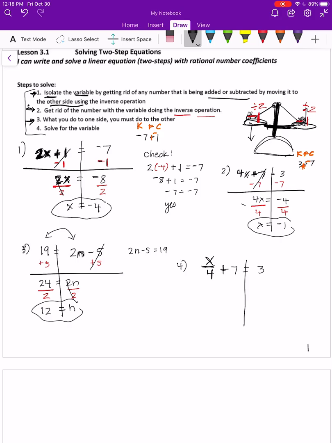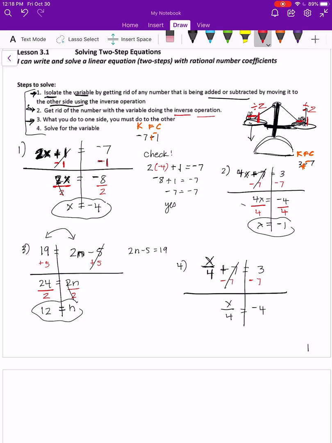Again, line down the center, keeping things balanced. Mom says it's dinner time. You have 2 buddies. Notice this one is closest to you, 4, and then your other buddy, he's over 7. So we're going to get rid of him first. So I'm going to subtract 7 and subtract 7. When I do that, that cancels, leaving x divided by 4 on one side, and then 3 minus 7. Well, 3 minus 7 is negative 4.